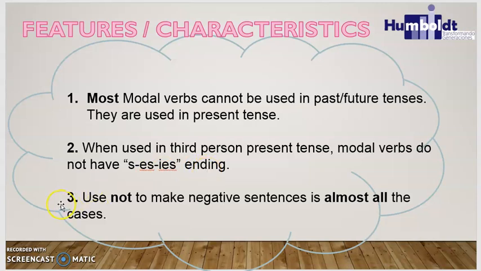The number three, use not to make negative sentences in almost all cases, okay? So take it in mind, to make the negative form, with the exception of have to, we use only not after the modal verb to make the negatives.